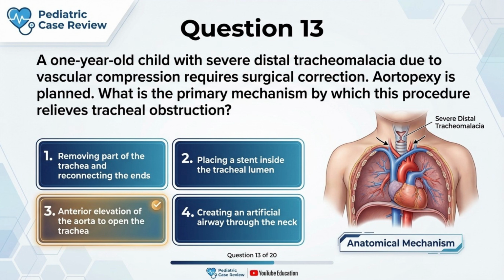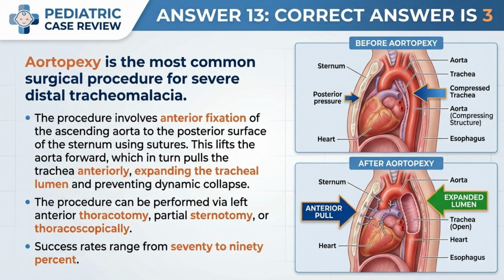Case number 13. A 1-year-old child with severe distal tracheomalacia due to vascular compression requires surgery. Aortopexy is planned. What is the primary mechanism by which this procedure relieves tracheal obstruction? Option 1. Removing part of the trachea and reconnecting the ends. Option 2. Placing a stent inside the tracheal lumen. Option 3. Anterior elevation of the aorta to open the trachea. Option 4. Creating an artificial airway. The correct answer is Option 3, anterior elevation of the aorta.